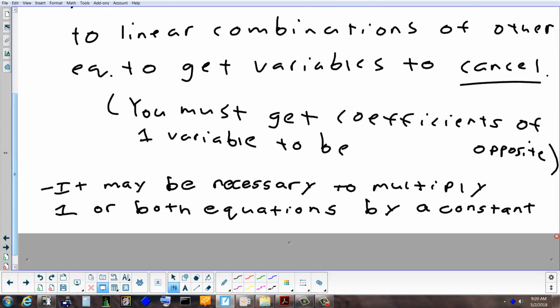So it might be necessary to multiply one or both equations by a constant. You have to multiply both equations by a constant when one number is not a multiple of the other. So like, if you had a 7x plus a bunch of stuff, and then you had a 21x plus a bunch of other stuff, you'd only have to multiply equation 1 by -3. If you do that and then add, the x's would cancel.